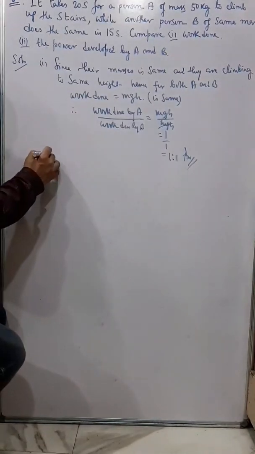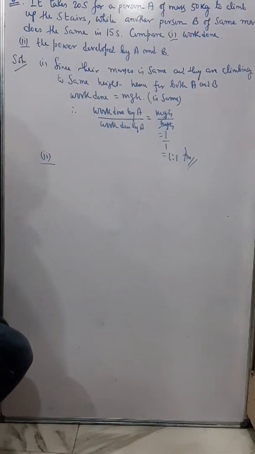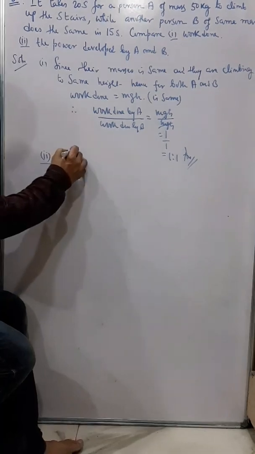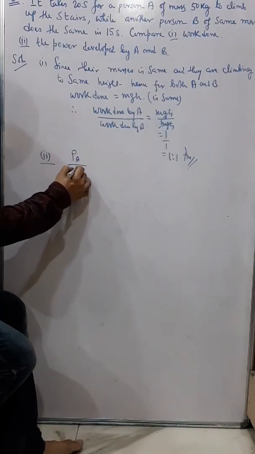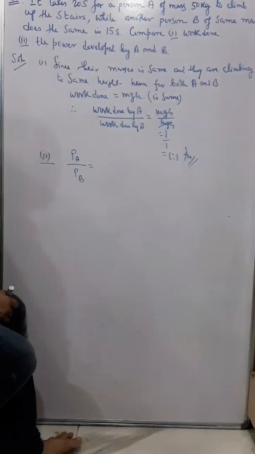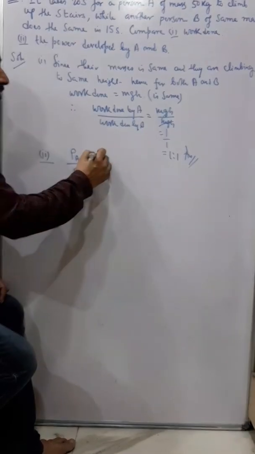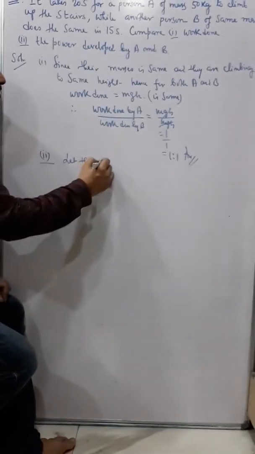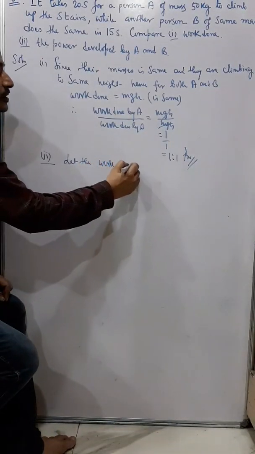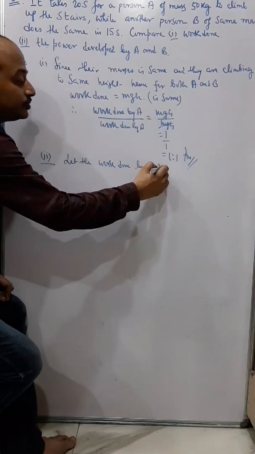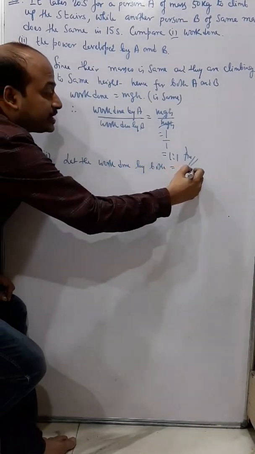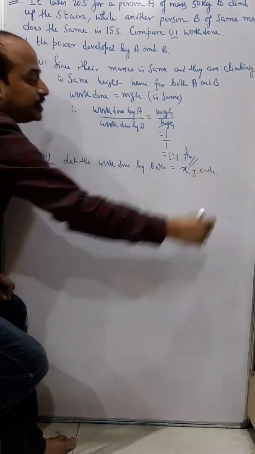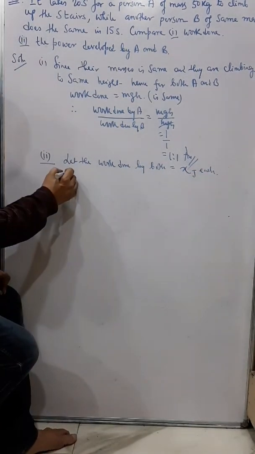And for number 2, power developed by A and B. Now power developed by A by power developed by B. Now power developed means work done by time, or better we can start with, let the work done by both be equal to x joule each. So both are doing same work, so let us take x joule each.